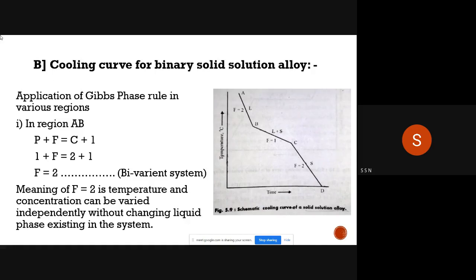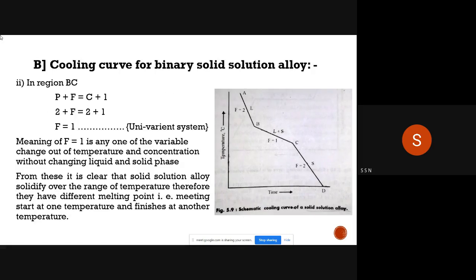Similarly, if you apply this Gibbs phase rule from point B to C, and remember here at B point the cooling has started, and exactly at point C you are getting the solid phase, but from B to C, two phases are there again, liquid plus solid. So apply Gibbs phase rule, P plus F is equal to C plus 1, P is equal to 2, F we are going to find out, C is equal to 2, and we are getting F equal to 1. Therefore, the system is a univariant system.